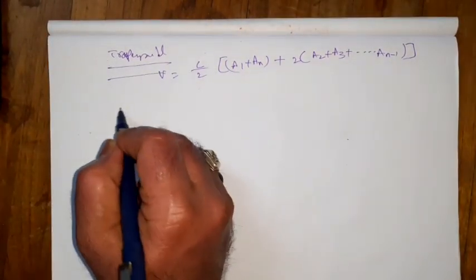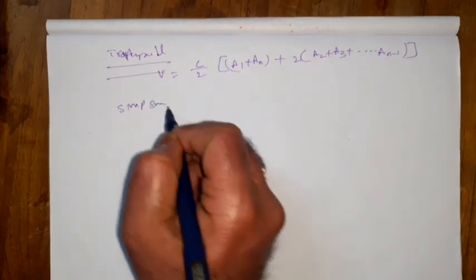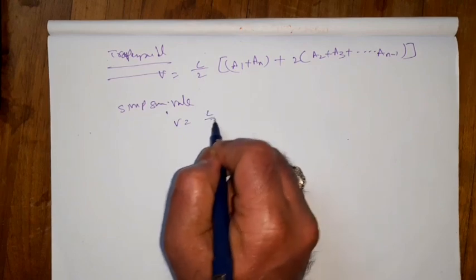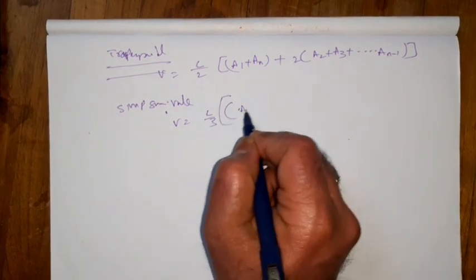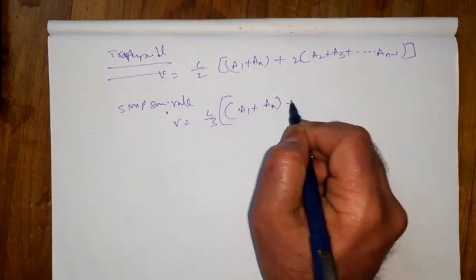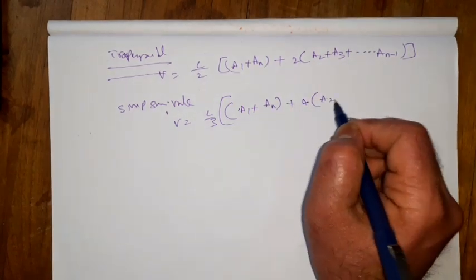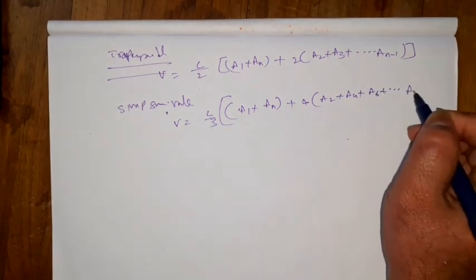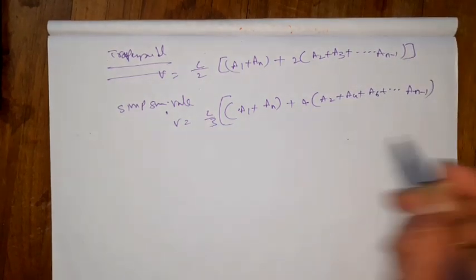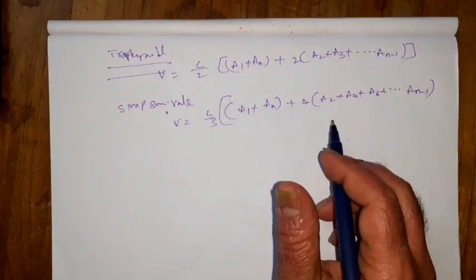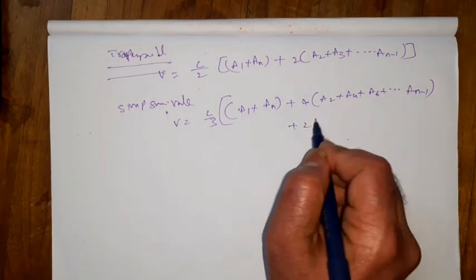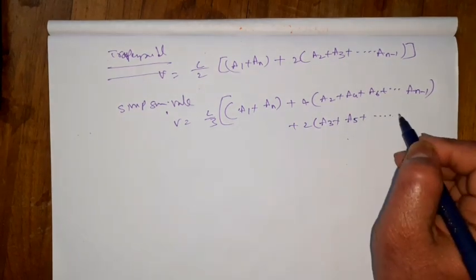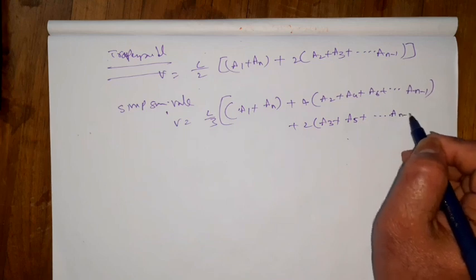If it is Simpson's rule, volume equals L by 3 into (A1 plus An) plus 4 into (A2 plus A4 plus A6 plus up to A(n-1)) plus 2 into (A3 plus A5 plus up to A(n-2)).